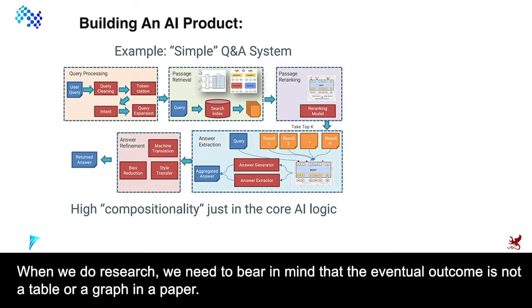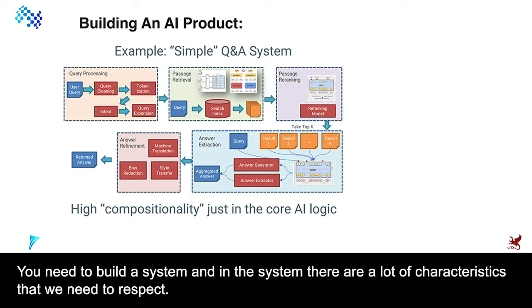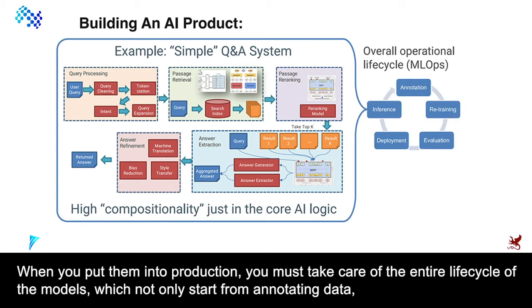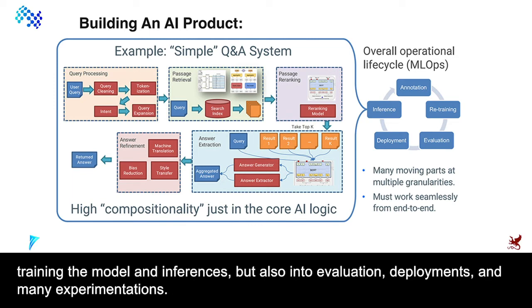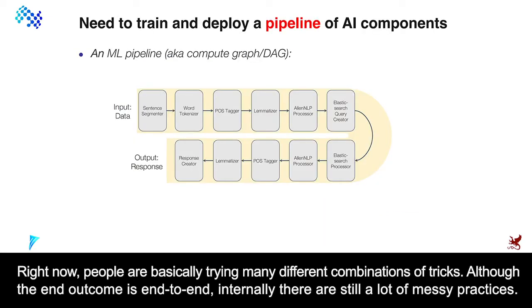When we do research, we need to bear in mind that the eventual outcome is not a table or a graph in a paper. You need to build a system. And in the system, there are a lot of characteristics that we need to respect. When you put them into production, you need to take care of the entire life cycle of the models, which not only starts from analyzing data, training the model and inference, but also needs evaluation, deployments, many experimentations. Right now, people are basically trying many different combinations of tricks.